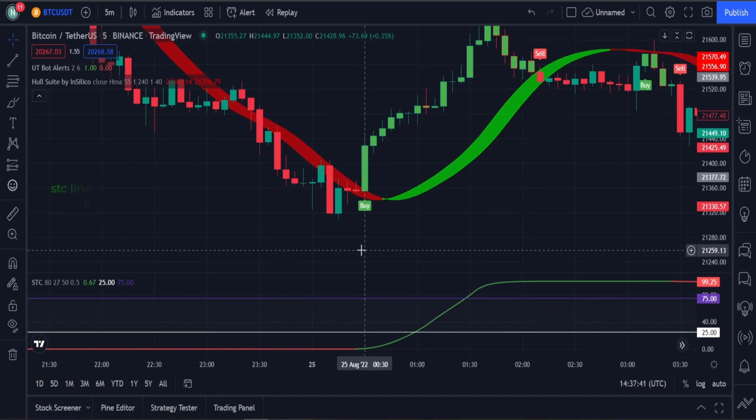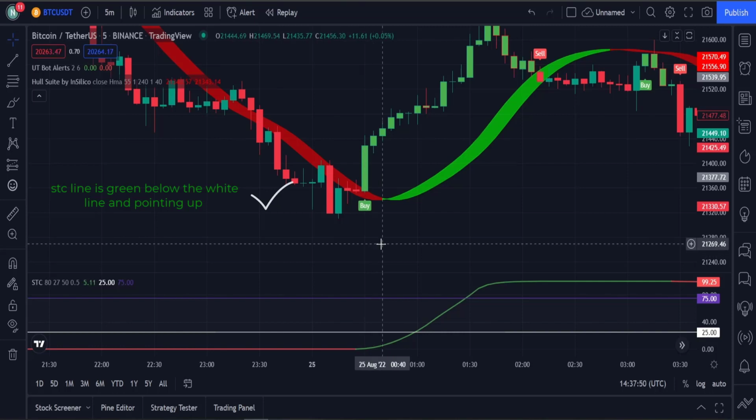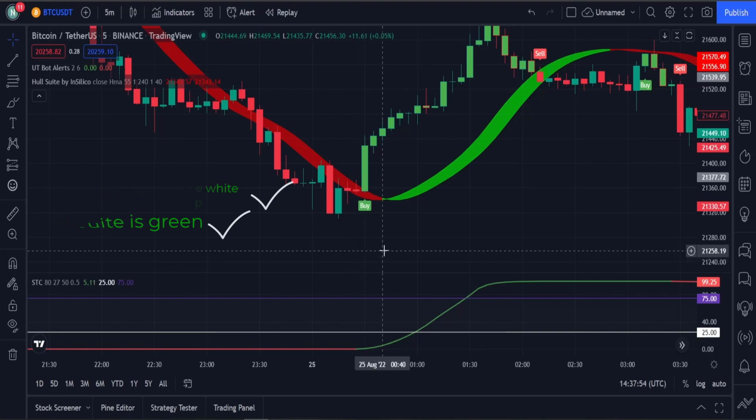As you can see, the STC line is green, below the white line, and pointing up, which is evident by these numbers here. And you can see the slope a little bit, so that's going up. And the whole suite is green.